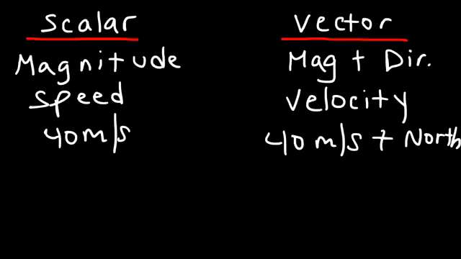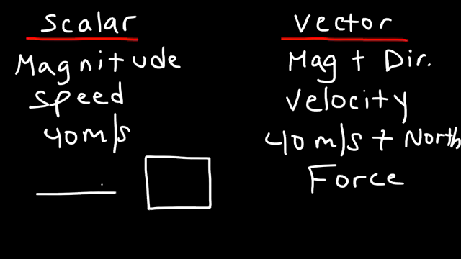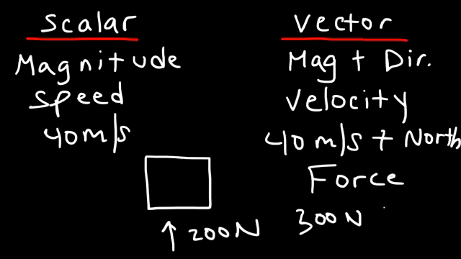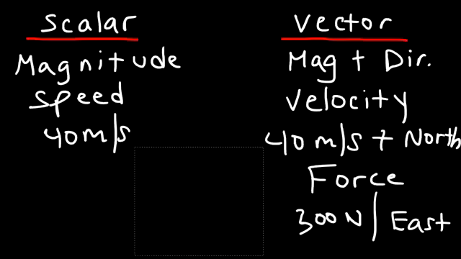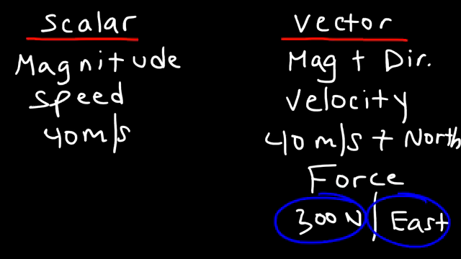Another example would be force. Let's say if I have a box, I can apply a force of 300 newtons directed east. Or I can apply a force of 200 newtons directed north. So let's say the first example, 300 newtons, that's the magnitude of the force. And the direction east, that's the second component, which makes it a vector. So make sure you understand that a vector has both magnitude and direction.